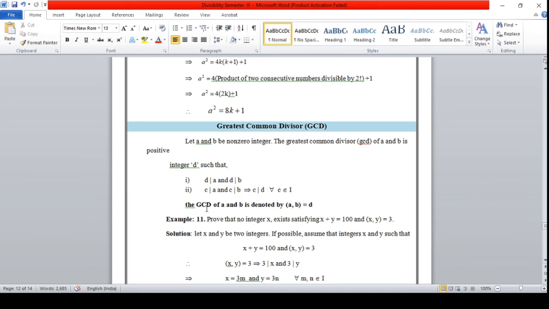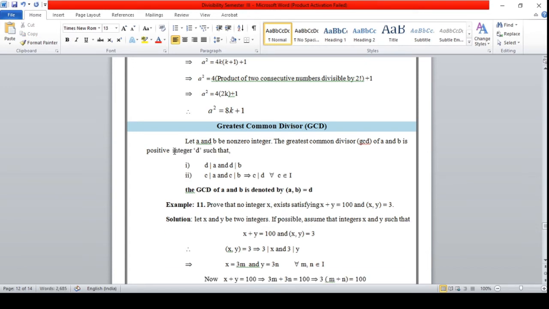So the GCD of a and b is denoted by this, where d is the GCD and we have two conditions: d is a divisor of a, d is a divisor of b, and if c is a divisor of a and c is a divisor of b, this implies c is a divisor of d. This means d is the GCD, greatest common divisor, and this is denoted by GCD of a and b is equal to d. This is an important concept.